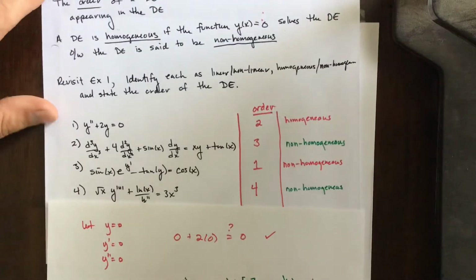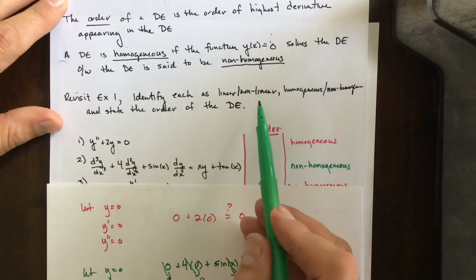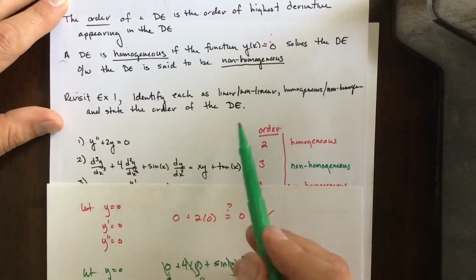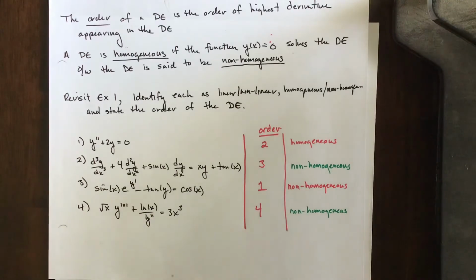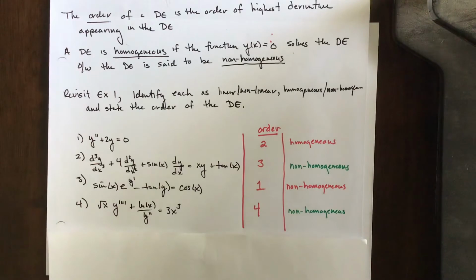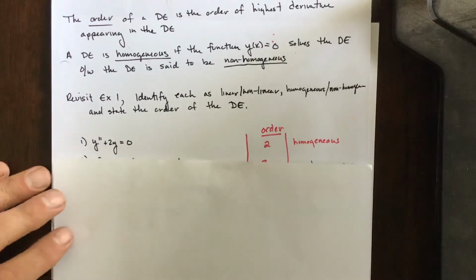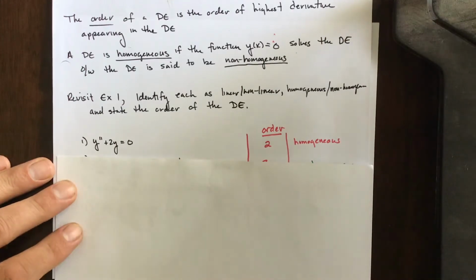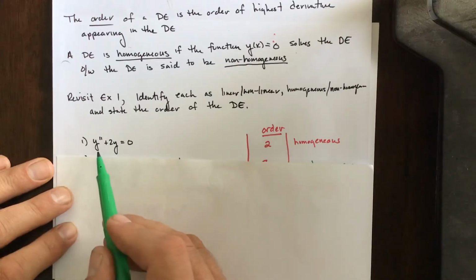So, identify each as linear or nonlinear. We haven't done that. Homogeneous or non-homogeneous. We have done that. And the order, we have done that. So next, we talk about whether or not the terms in each of the differential equations are linear. Okay, we've already established that y double prime is a linear operator.